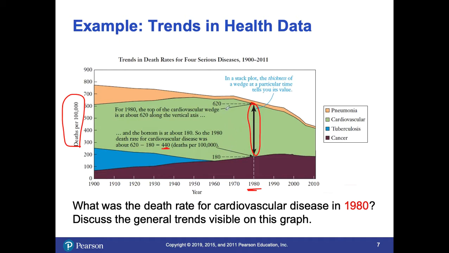So there were not 620 deaths per 100,000 for cardiovascular. There were 620 minus this 180 for cardiovascular, giving us 440 deaths per 100,000. So the answer is 440 deaths per 100,000 in 1980.